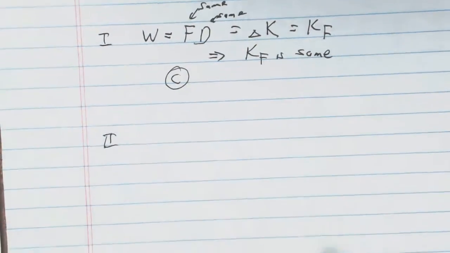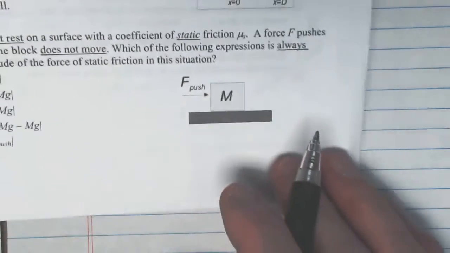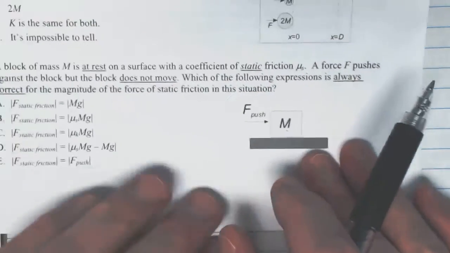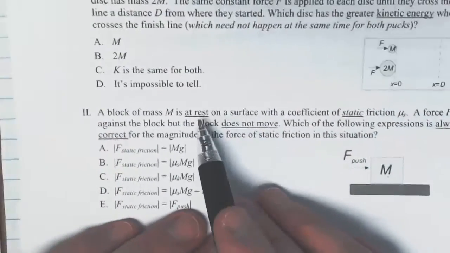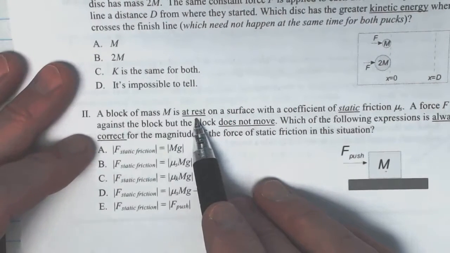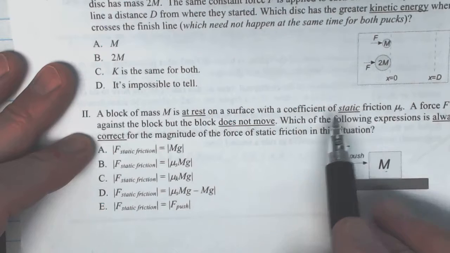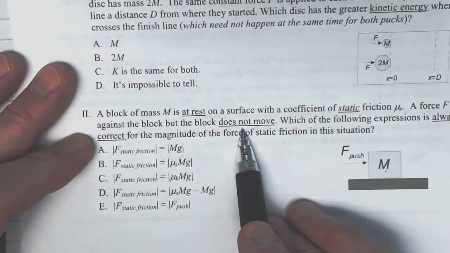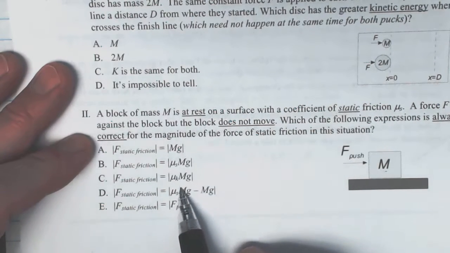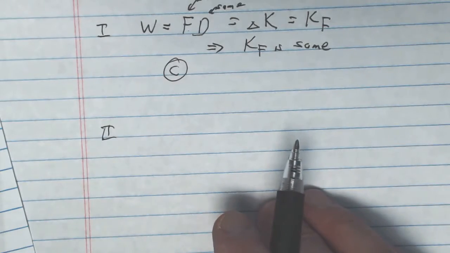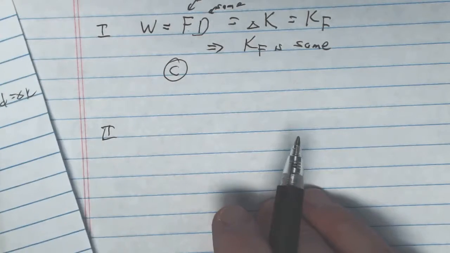So clicker question number 2 has you pushing on a block of mass m with a force called F push, and this problem says the block is at rest on the surface, and it gives you the coefficient of static friction, and the block does not move. And so you have to pick which of these possible answers is the correct one. There's always a correct one. And the correct one is always E.